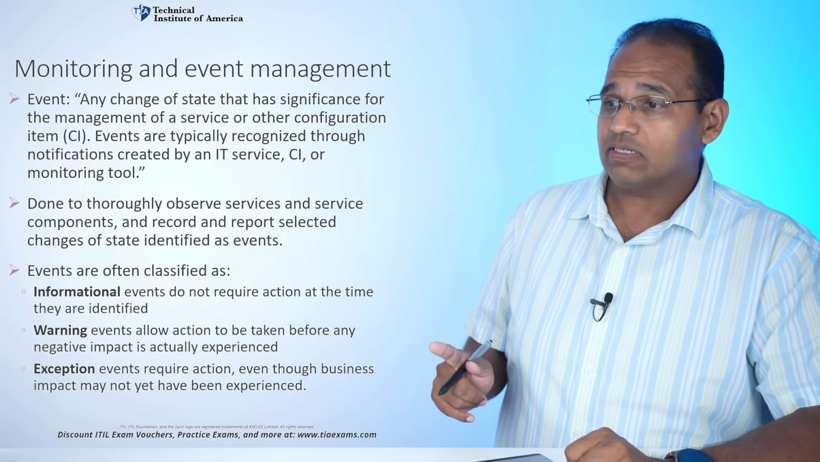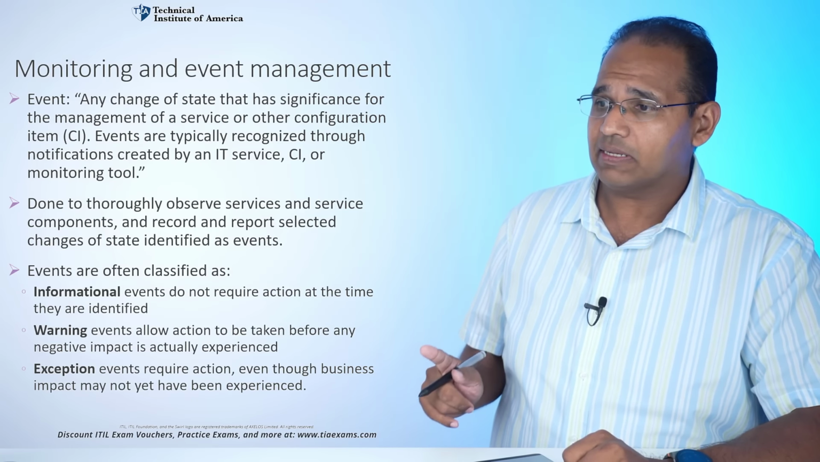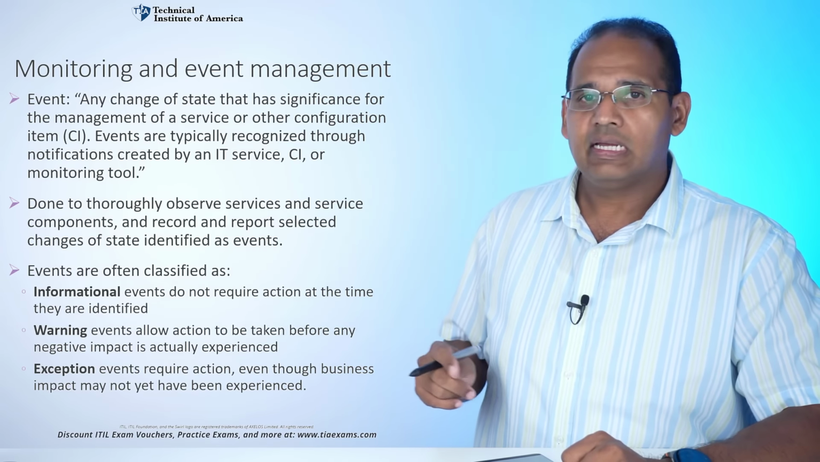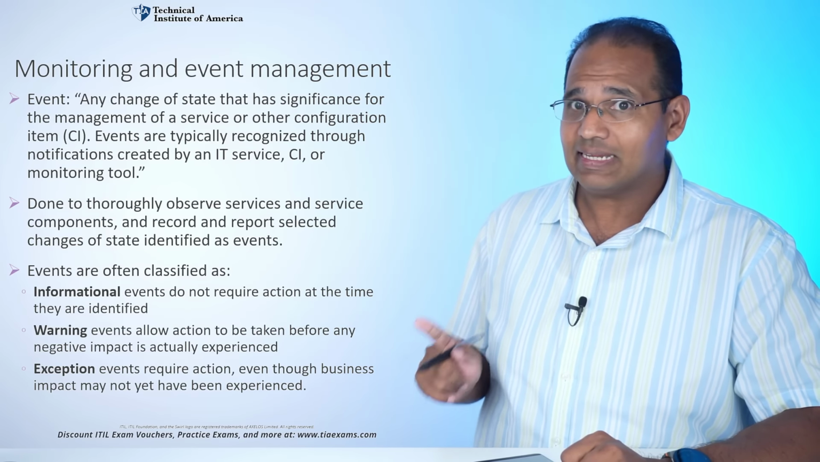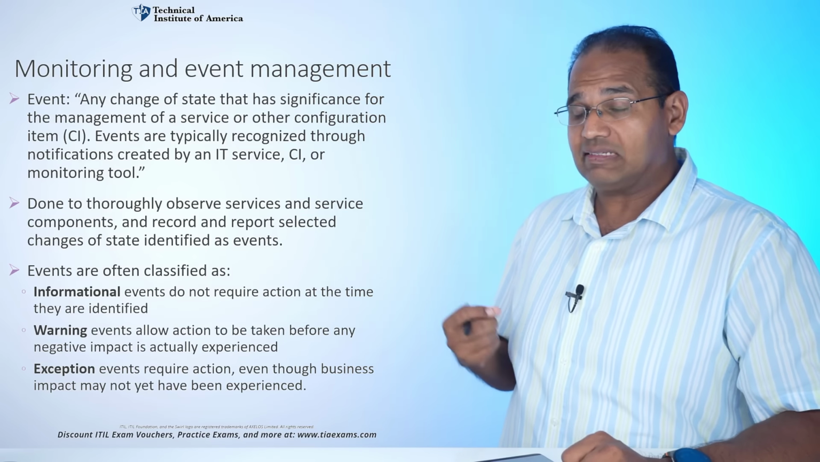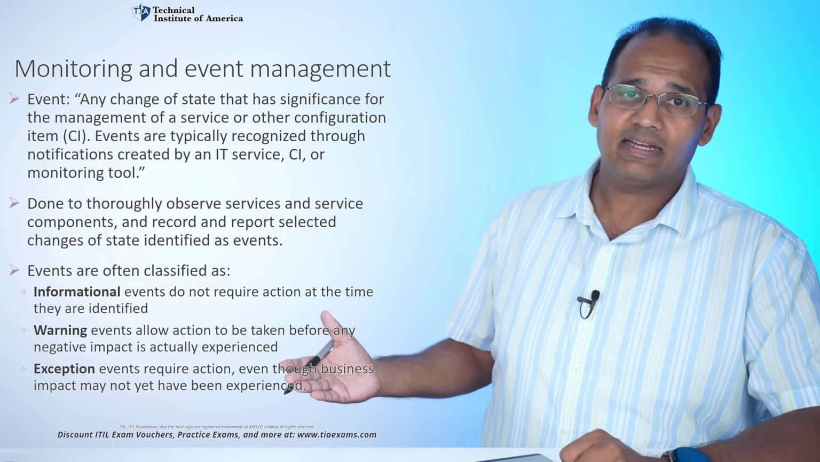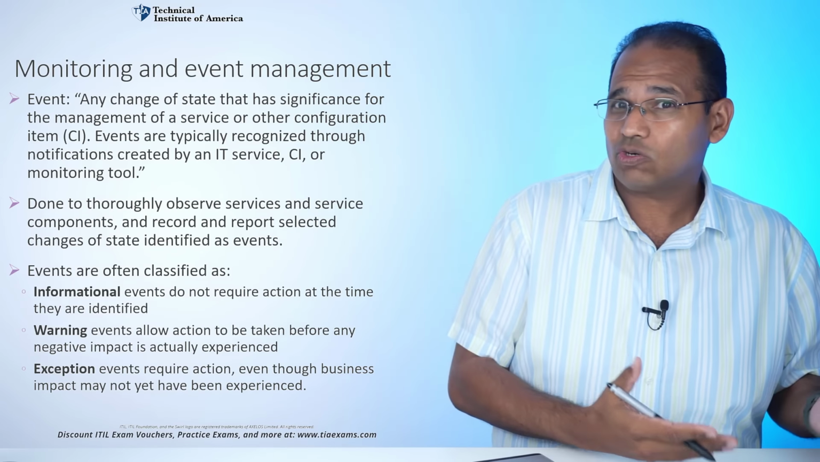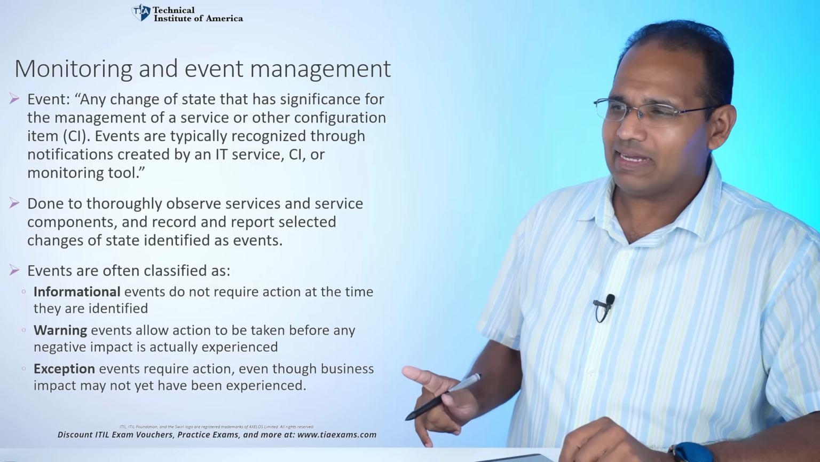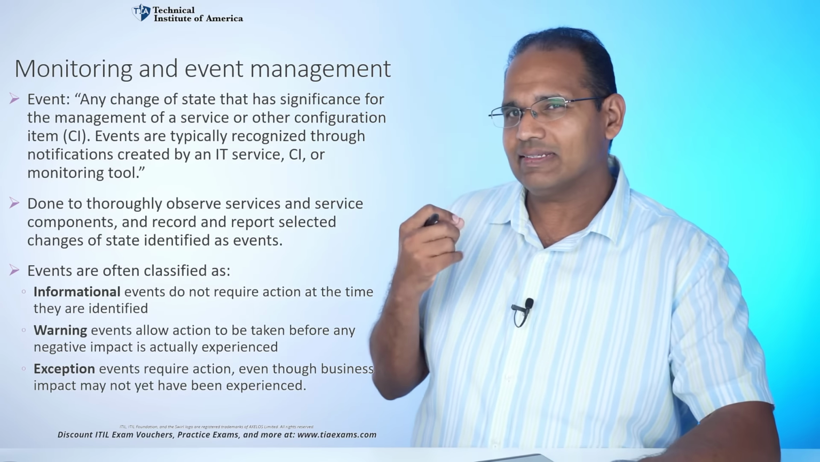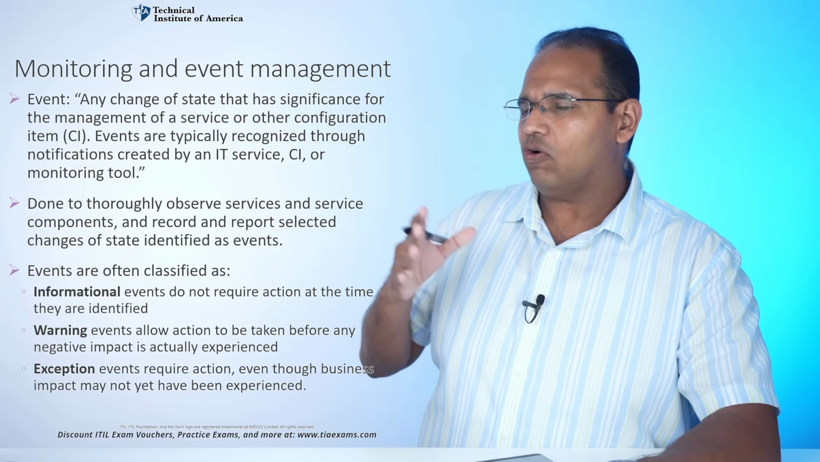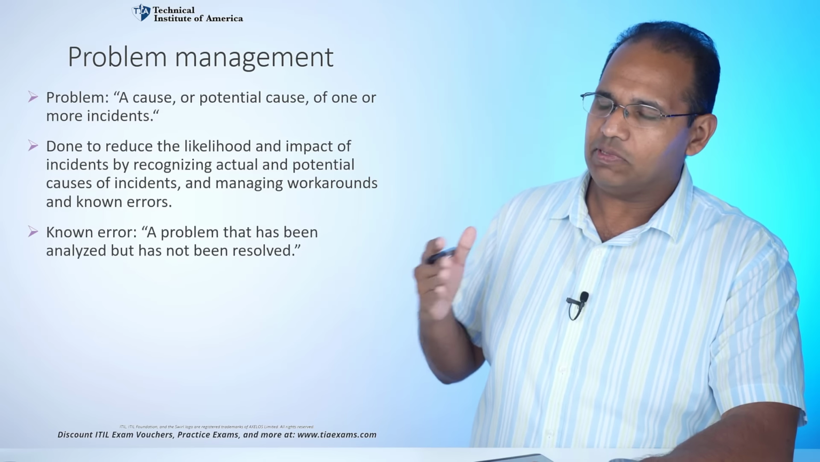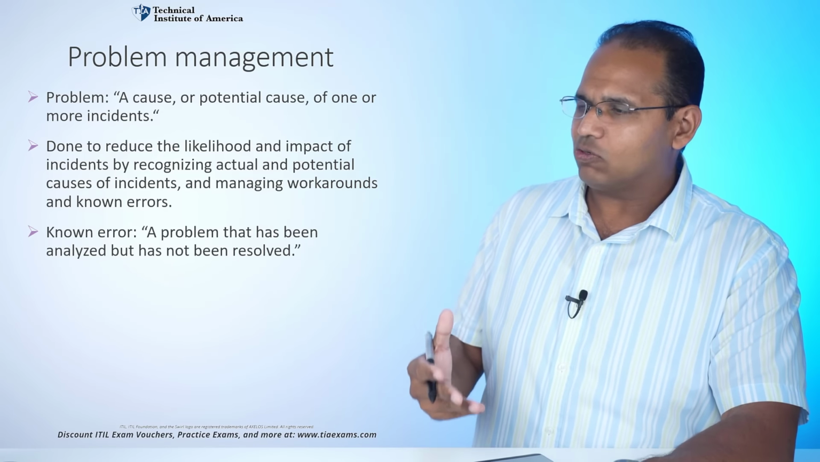Exceptions. These are going to require some kind of action, even though business impact may not yet have been experienced. For example, the backup failed because you didn't look at the warning and you ran out of disk space. Now you need to take action to get more storage on that machine. The business is not going to experience any loss yet because the server hasn't failed yet. But if the server does fail, you're not going to be able to restore because you have no backup. So you may not notice the impact yet. Make sure you understand an event: anything that has a significance on that service.